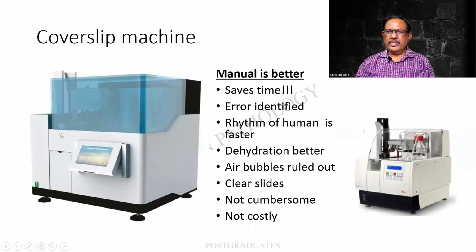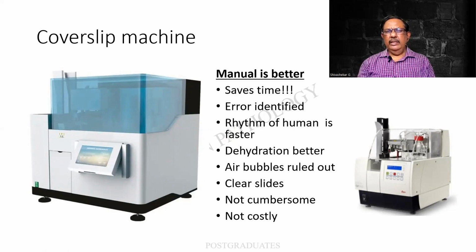So the cover slipper, this again is one more failure over here. I find that manual is always better, because here again, they are trying to cover each and every slide. But with manual, you will be able to save time. You can find out the error. Air bubbles can be avoided. There is a precision. The hand of the technician, it speaks for itself. And also processes such as dehydration, clearing, everything is well made. It is not a cumbersome job. It is not costly when we do it manually. So I still feel, in my personal opinion, manual as far as the cover slip is concerned is much better.